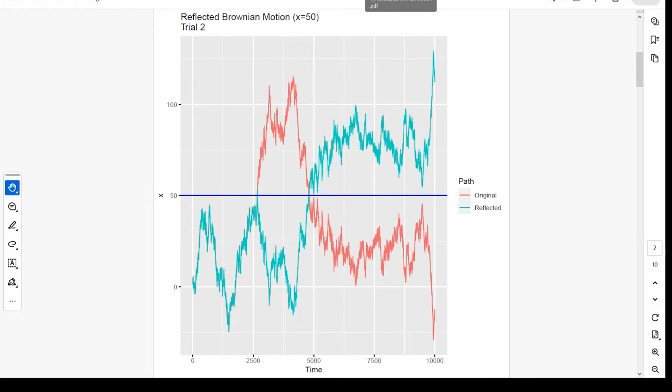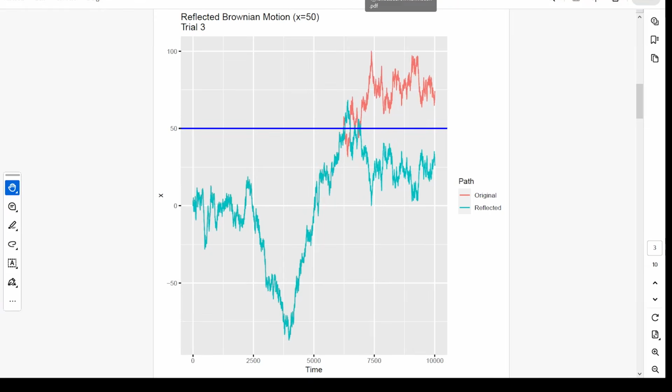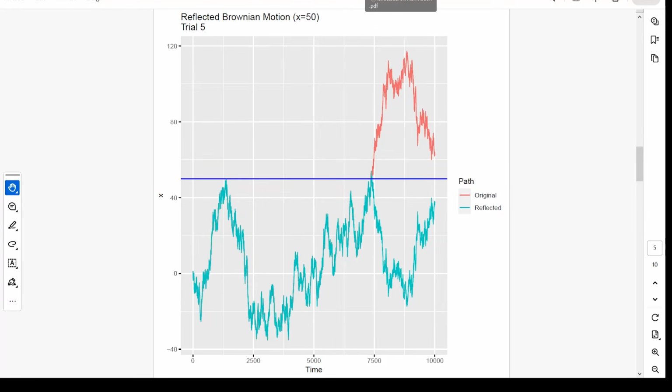Now here's another realization of reflected Brownian motion, which has the same property. And here's a third. Basically, with different realizations of Brownian motion, we'll get different paths, and the reflected paths have these same properties.